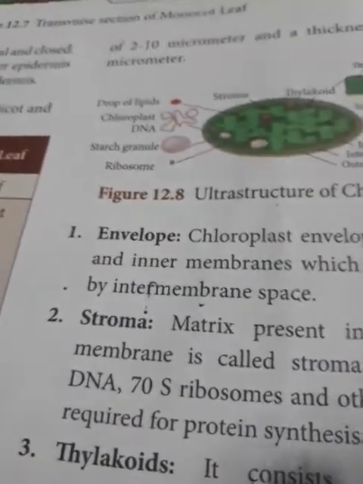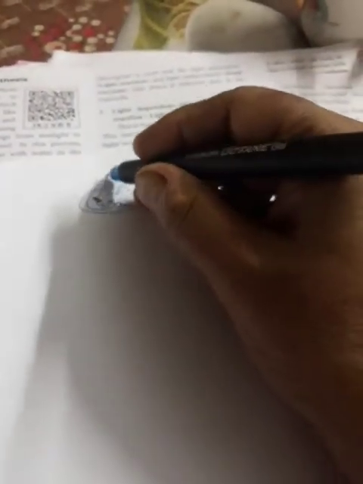So, DNA, what type of ribosome? 70S ribosomes. These are ribosomes. This is DNA. And other molecules helping in protein synthesis. That is called stroma. Second part.